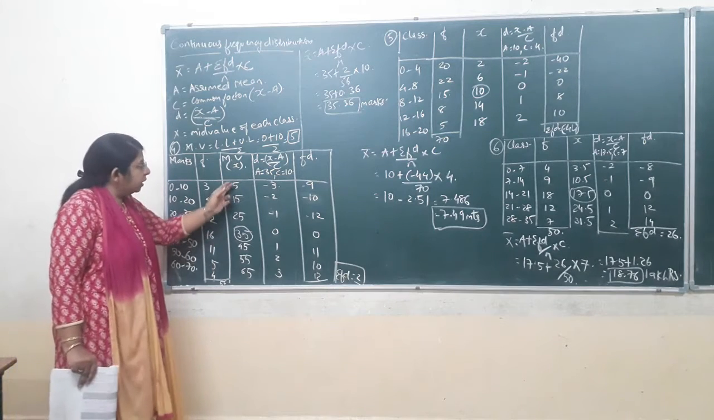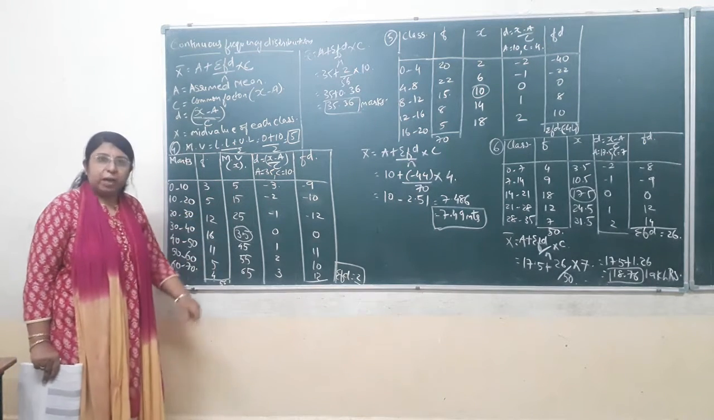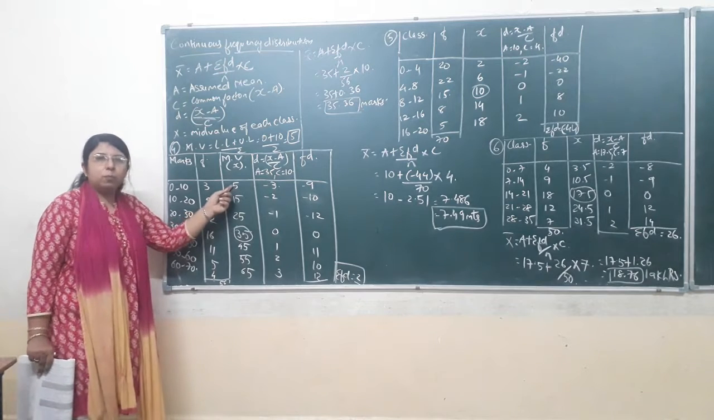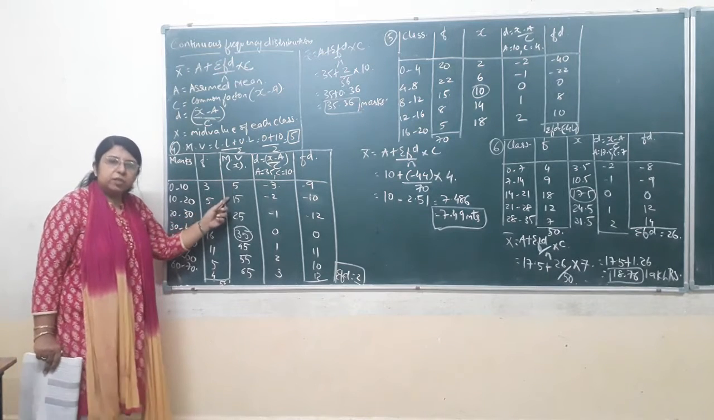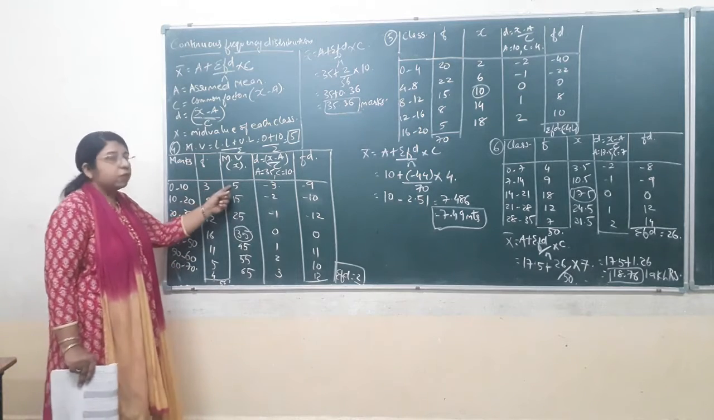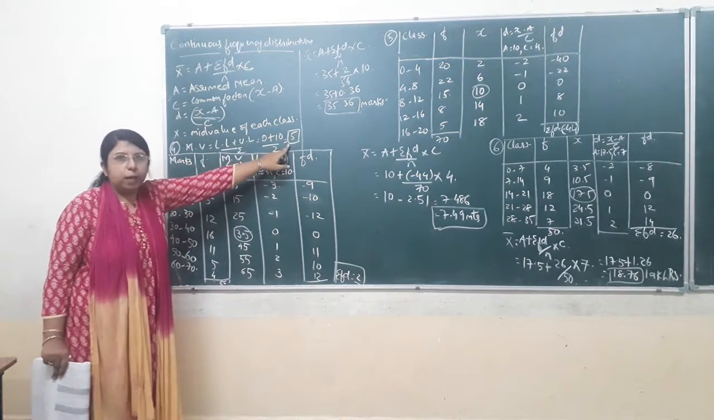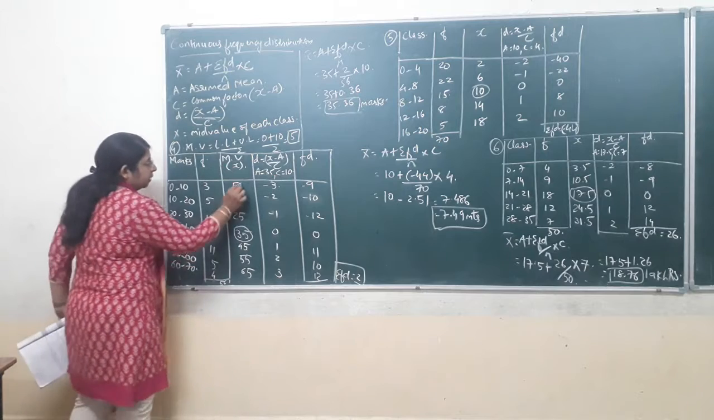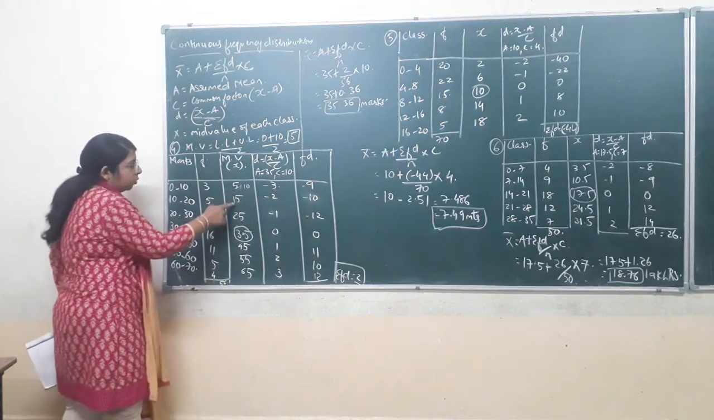So each and every time, find the mid value. If you find the first mid value by applying the formula, then just add the class length to each and every mid value. See, 5 is the first mid value that we got with the formula. Okay, so 5 plus 10, if you do, 10 is the class length, so you will get 15.